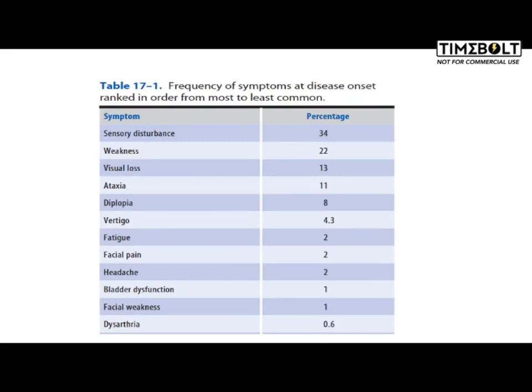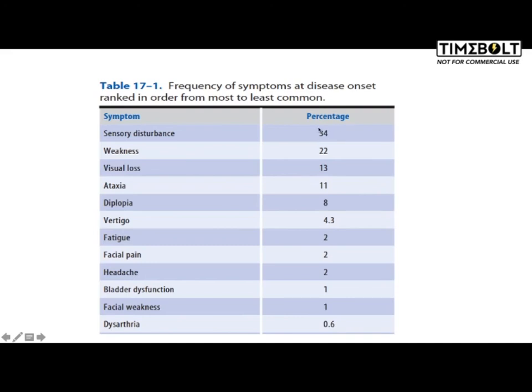Sometimes internal capsule involvement can occur, which can present as hemianopia. Sometimes there is involvement going towards the occipital cortex. Dysphasia, seizures, and cognitive impairment are rare manifestations. Frequency of symptoms at disease onset: sensory disturbance is a major symptom presentation at onset.